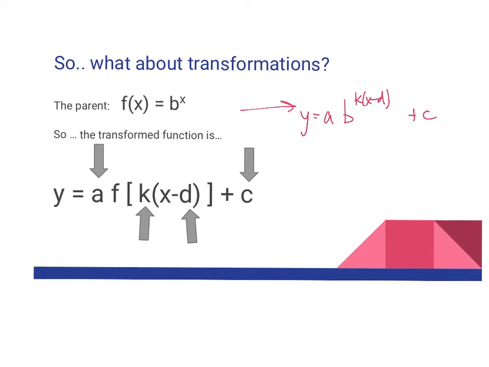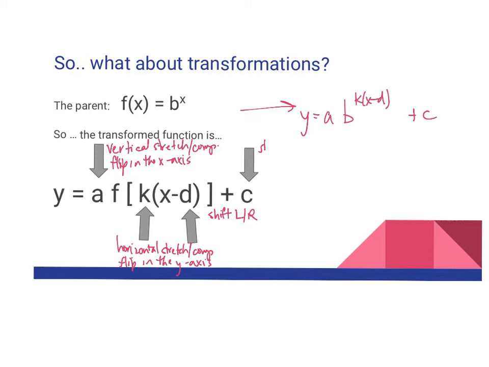But what does a do? A is the vertical stretch or compression. It's also a flip in the x-axis, so flipping up and down. Our k is our horizontal stretch or compression. And it could be a flip in the y-axis, so left and right. Our d is our shifting left and right. And our c is our shifting up and down.